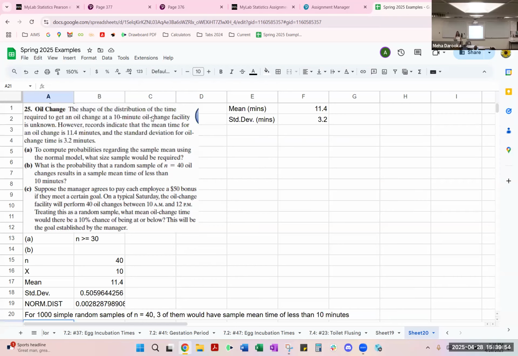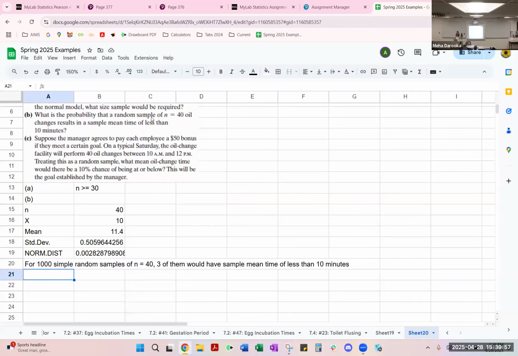Suppose the manager agrees to pay each employee a $50 bonus if they meet a certain goal. On a typical Saturday, the oil change facility will perform 40 oil changes between 10 a.m. and 12 p.m. Treating this as a random sample, what mean oil change time would there be a 10% chance of being at or below? This will be the goal established by the manager.